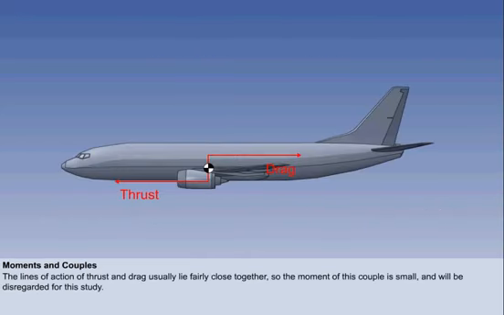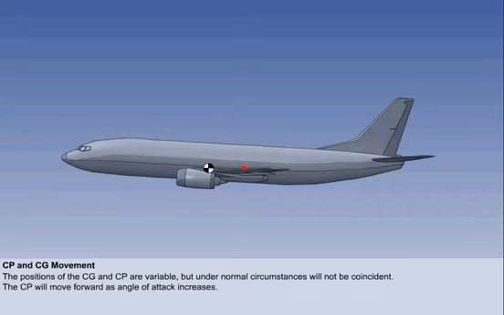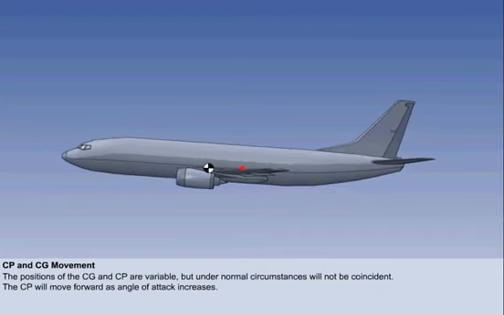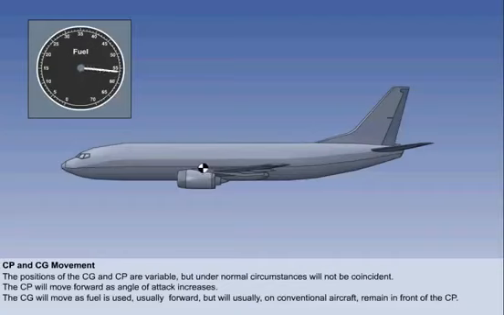The lines of action of thrust and drag usually lie fairly close together, so the moment of this couple is small and will be disregarded for this study. The positions of the CG and CP are variable, but under normal circumstances will not be coincident. The CP will move forward as angle of attack increases, and will usually stay aft of the CG, unless the design allows the tailplane forces to stabilize the moments adequately with a forward CP. The CG will move as fuel is used, usually forward, but will usually, on conventional aircraft, remain in front of the CP.